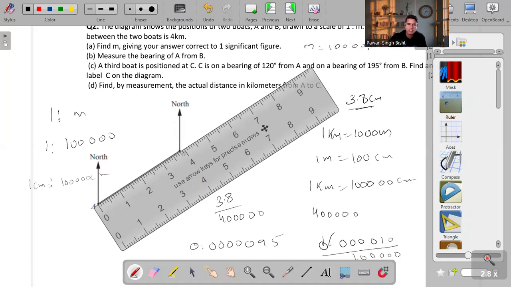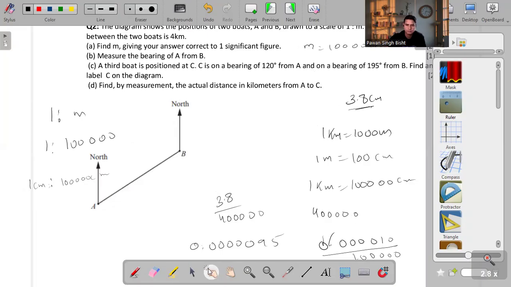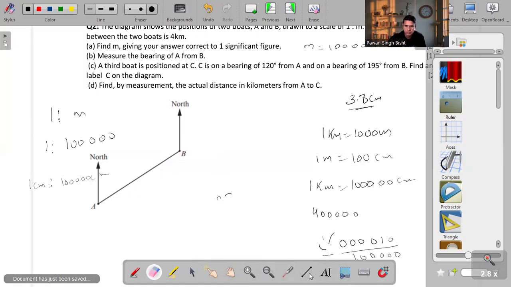Okay, right. Now they say measure the bearing of A from B. So what will we do now? We will measure the bearing of A from B. To do this type of question, you need a protractor. So whenever we have this type of question, what we do is produce this line downward.